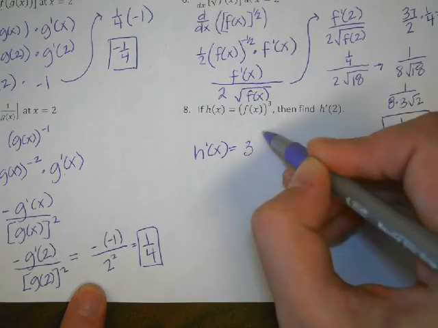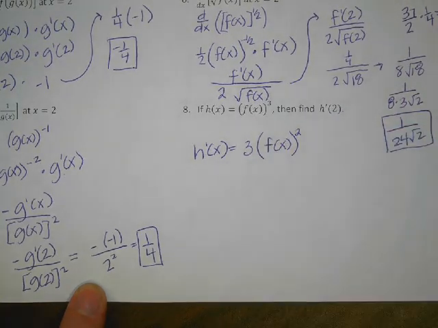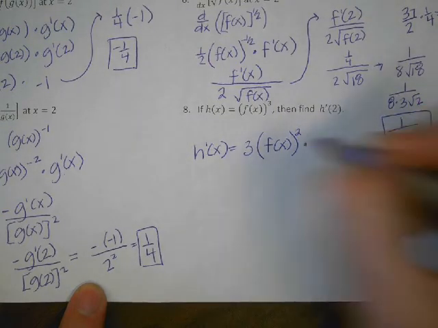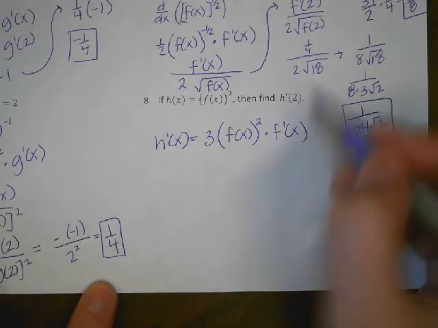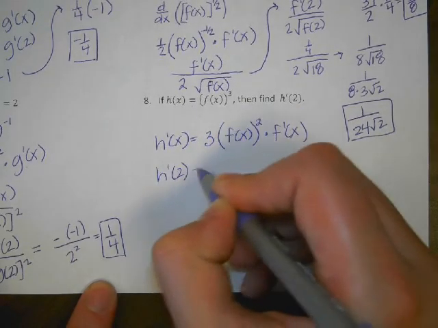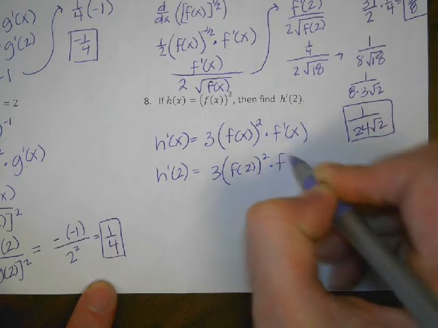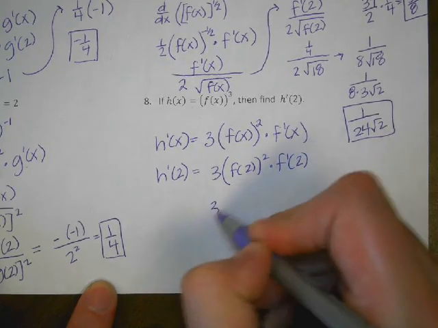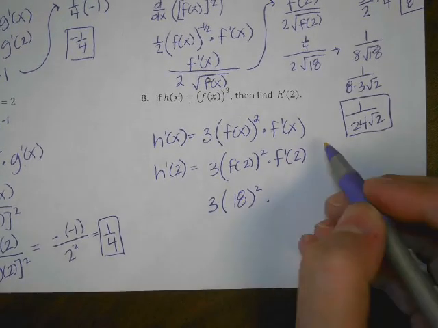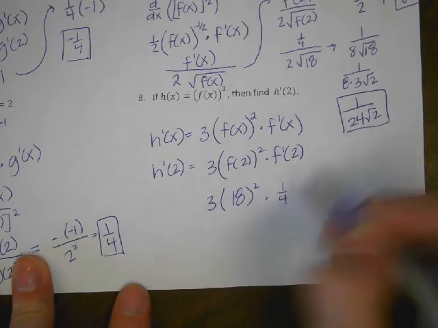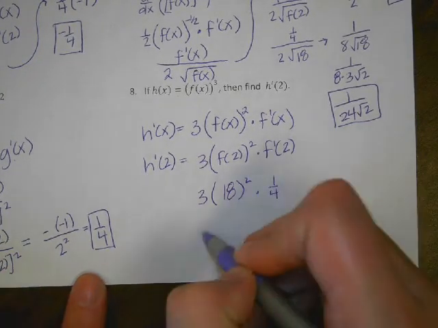So I'm going to take the 3, move it to the front. Take the exponent, drop it by 1. And now I'm going to multiply by the derivative of the inside, which is f prime of x. And I'll go ahead and rewrite the problem so that I have a 2 in there. I'm evaluating it for 2. Okay, so I have 3 times f of 2, that's 18, squared. f prime of 2 is 1/4. 18 squared is 324.